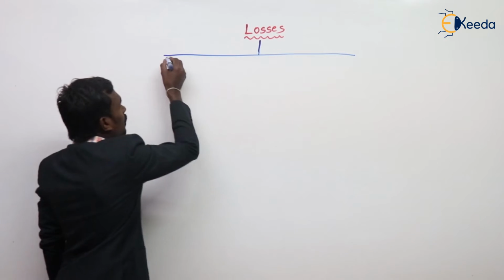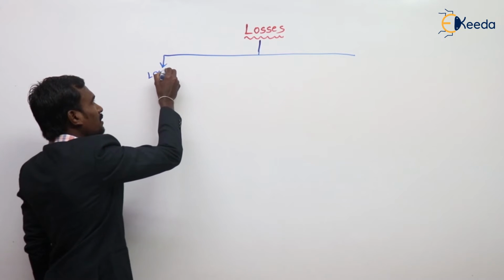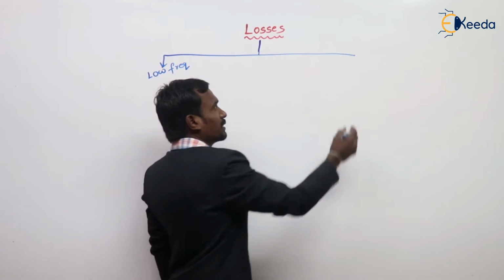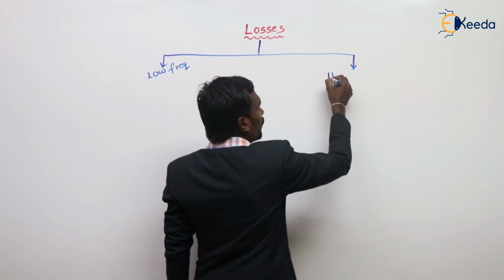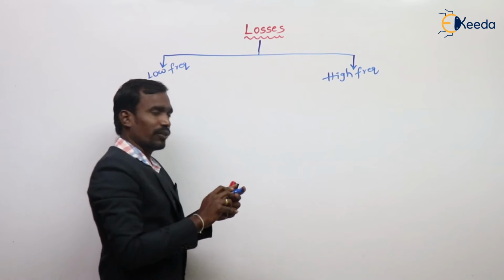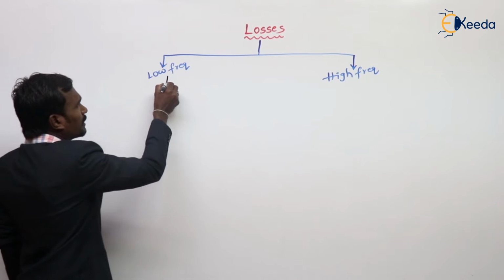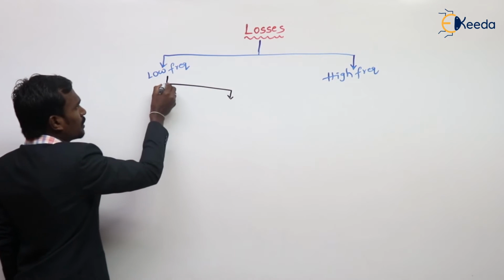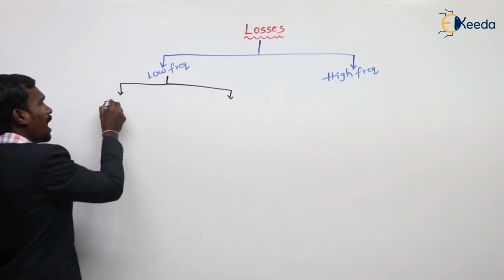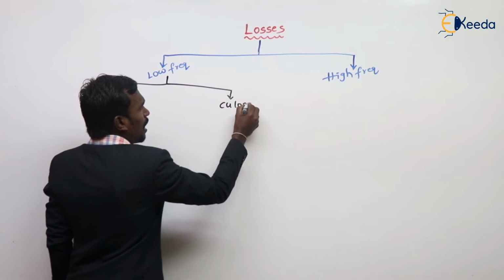That is, low frequency losses or power frequency losses. Next one, high frequency losses. This low frequency losses are again of two types: iron losses and copper losses.